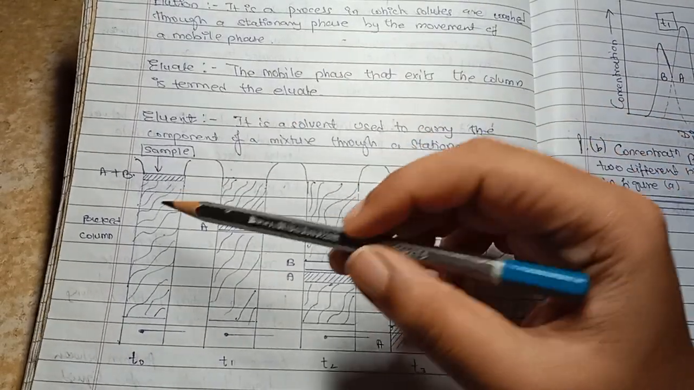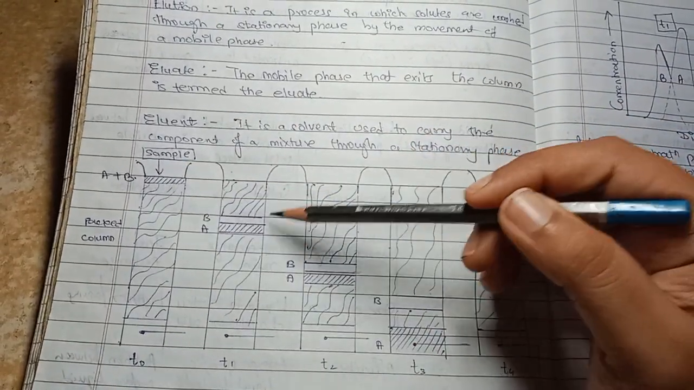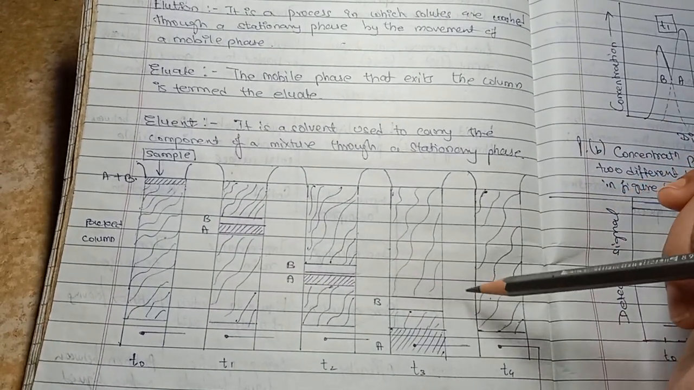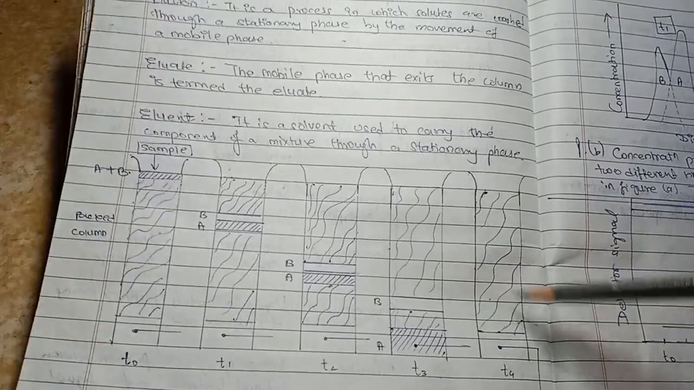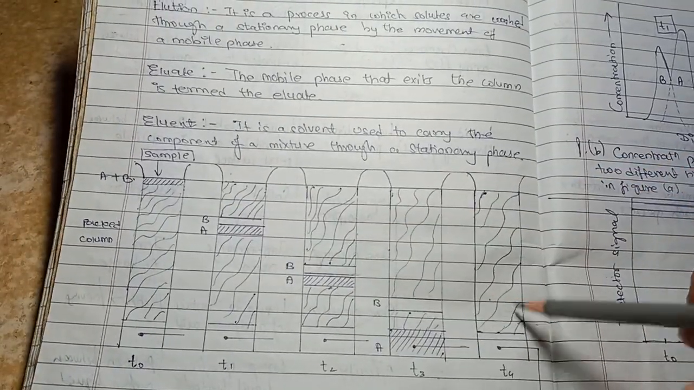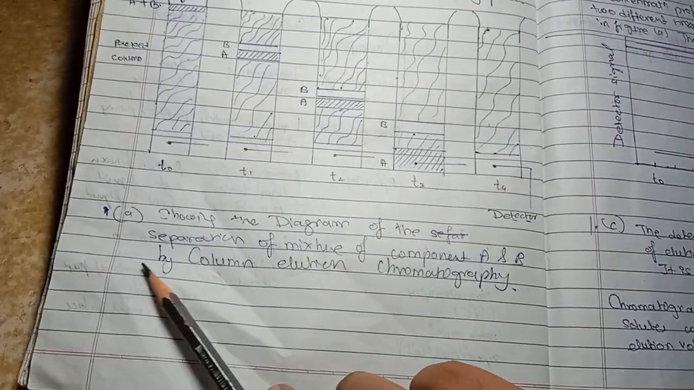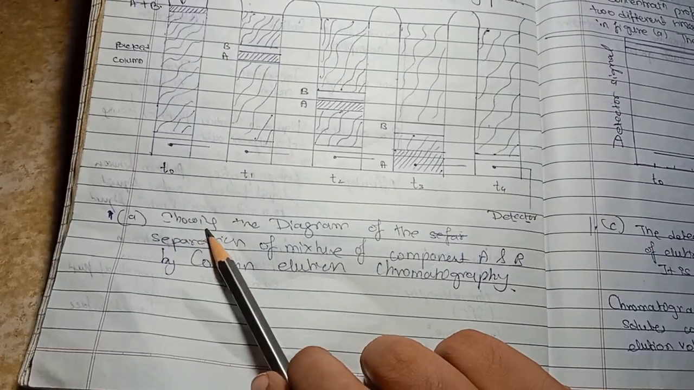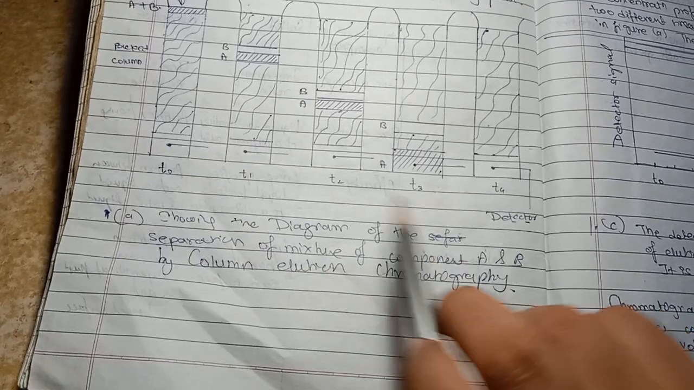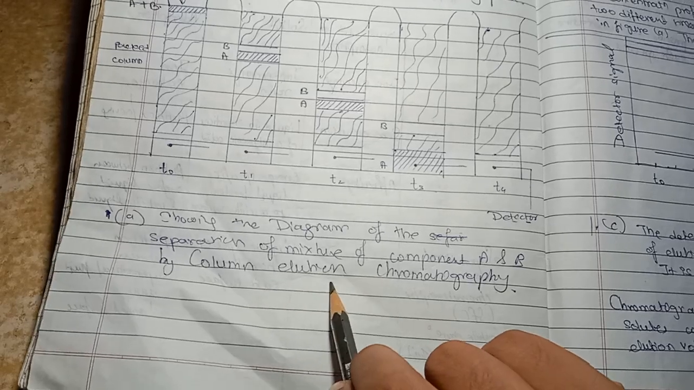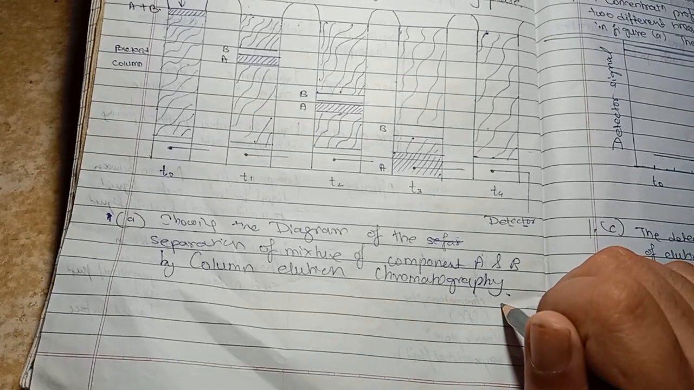So you can understand how the mixture of components is divided, how this mixture of components is separated, by this diagram. And this diagram shows it very clearly. So what is it showing? The diagram of separation of a mixture of components A and B by column elution chromatography.